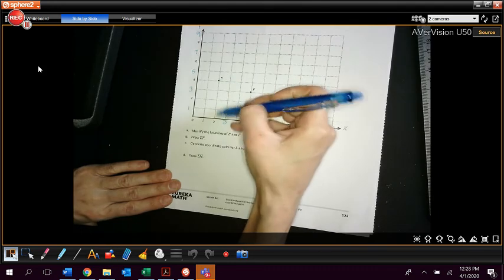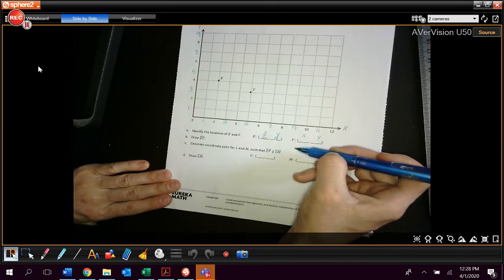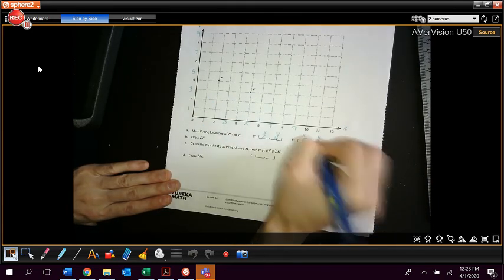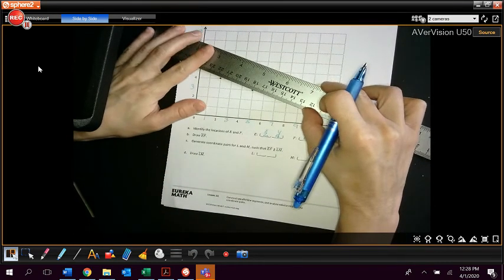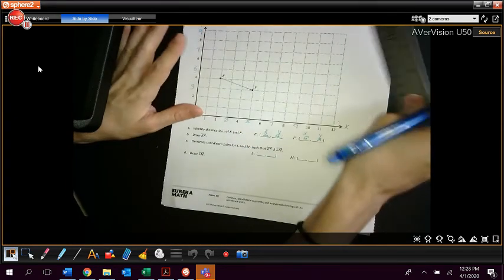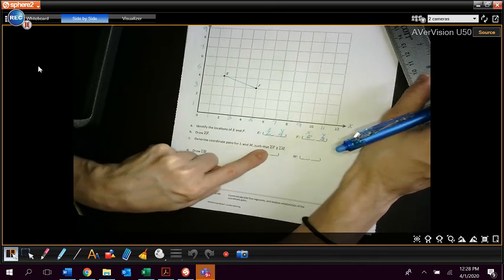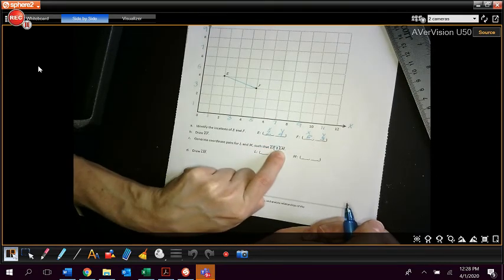So our X for E is 2 and our Y is 4. So we have 2, 4. And for our F, we have 5 and 3. So we draw it. Then we have letter C. Generate coordinate pairs for L and M such that segment EF is, again, look at that symbol, parallel. It has to be parallel with LM. So whatever I do for LM, it should be parallel.